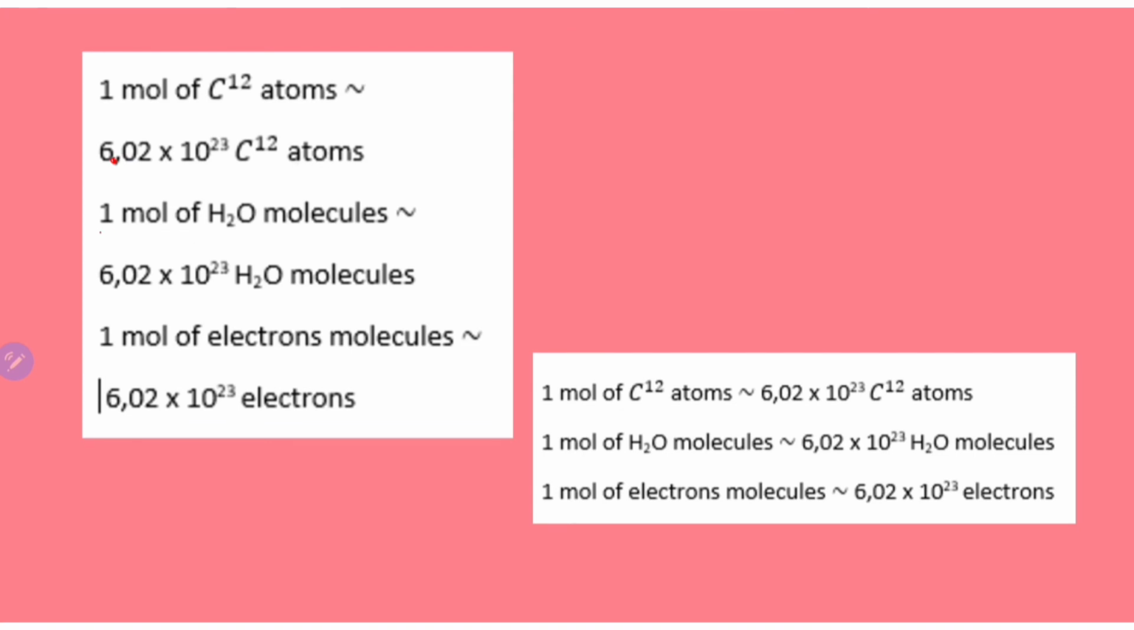When we have 1 mole of H2O molecules, it means that we have 6.02 times 10 to the power of 23 H2O molecules. When we have 1 mole of electrons, we have 6.02 times 10 to the power of 23 electrons.